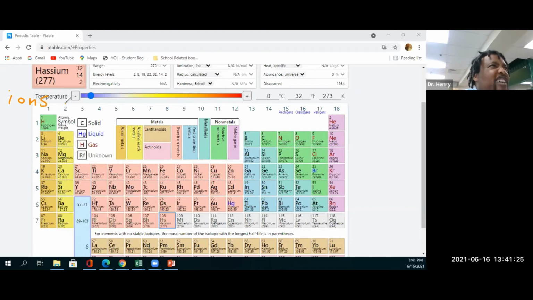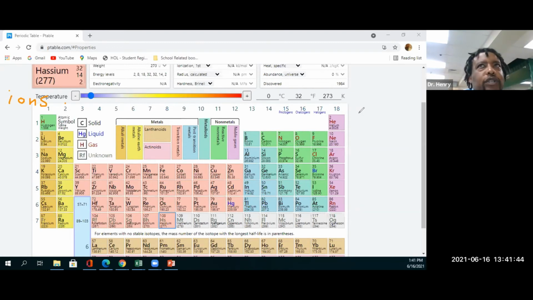Okay, ions. Ions are just charged elements. Now, the way that they get charged is not too difficult, it's pretty simple. But you have to have a little bit of an understanding about the periodic table and remember some of the things we talked about.